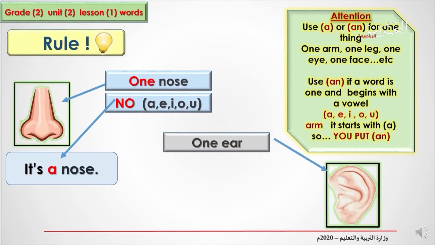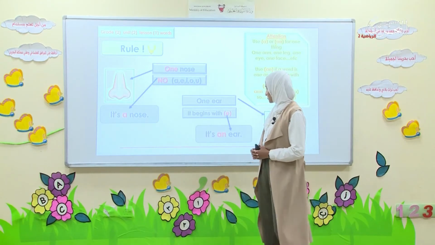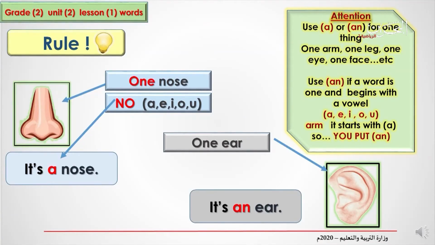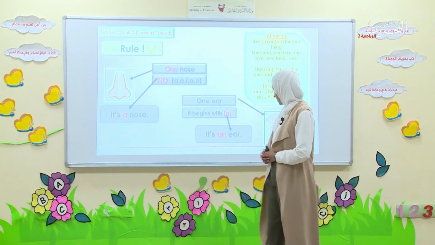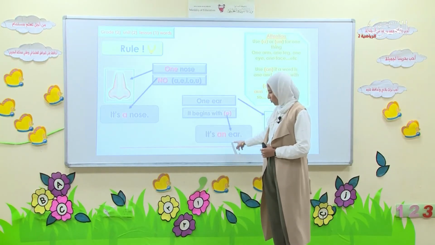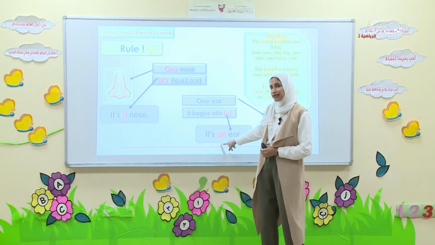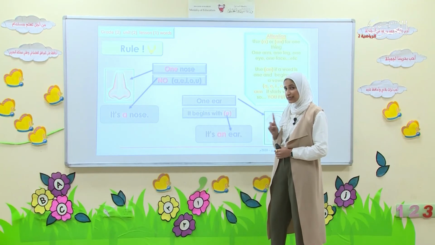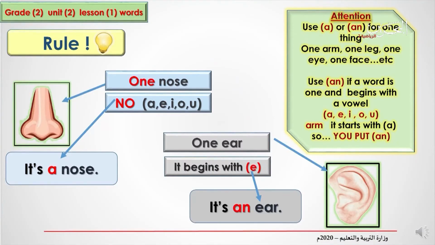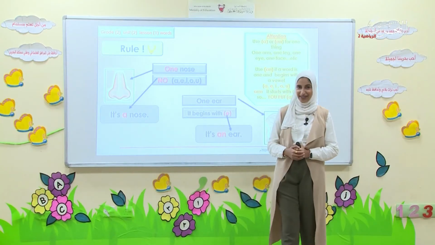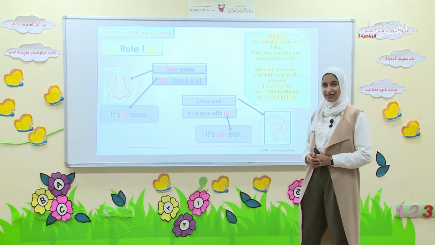Let's look at another example. We have one ear. So in this sentence, we said, it's an ear. Why? Why do you think? Look at the word ear. What is the first letter? Is it a vowel? Yes. That's why we said it's an ear. Not it's a ear, it's an ear. Very good. I hope that you got it.